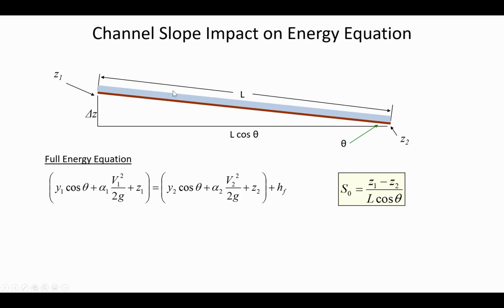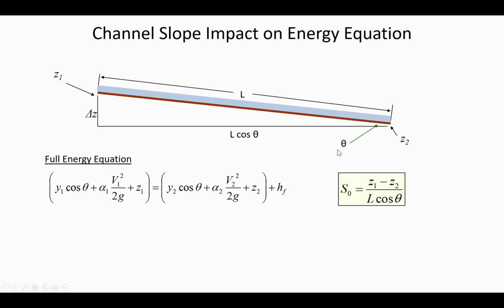In channel slope, the physical length of a channel segment L is different from the top view length or the plan length. If we have a given angle, because this is inclined, the water's flowing downhill, and between 2 points there's an elevation difference delta Z. So we could do a little bit of trigonometry here and calculate the delta Z based on the angle.